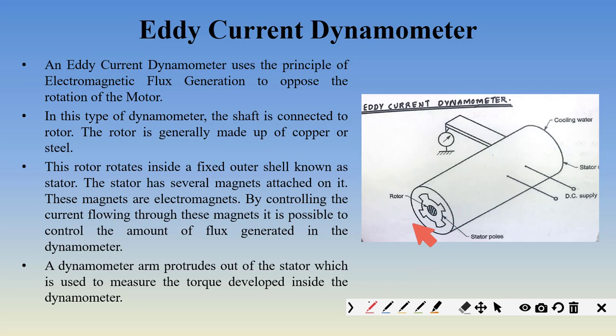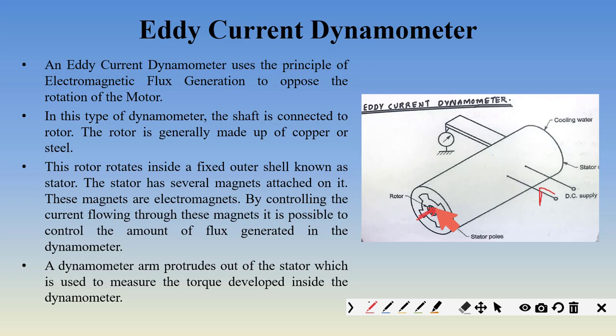Electromagnets. What we do basically is we control the amount of current flowing to these electromagnets. Now see what happens if the amount of current flowing to the electromagnets is zero. If there is no current, those will not be magnetized and there will be no magnetic field. As there is no magnetic field, this copper central rotor will rotate easily. There will be no reverse force on it.